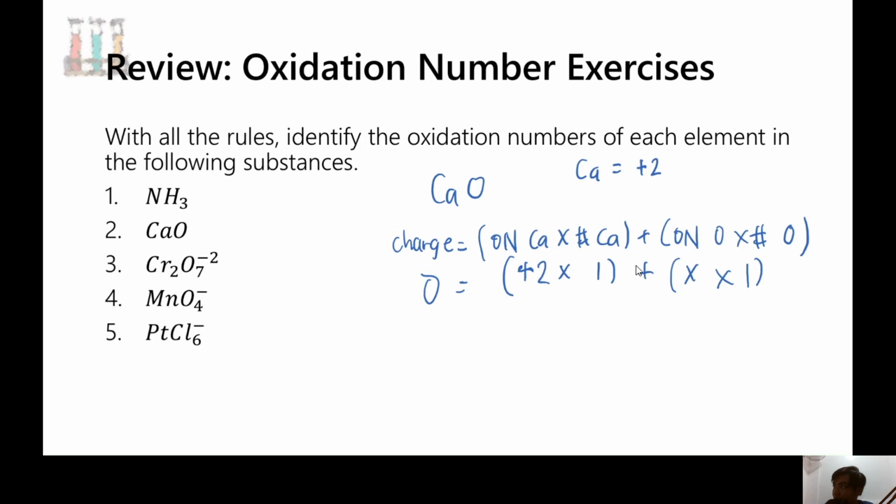Okay, so let's solve for x. 2 times 1 is 2. x times 1 is x. So, solving for x, that's negative 2. So, oxygen is negative 2. Okay? So ganun lang. So, let's try the remaining atoms.